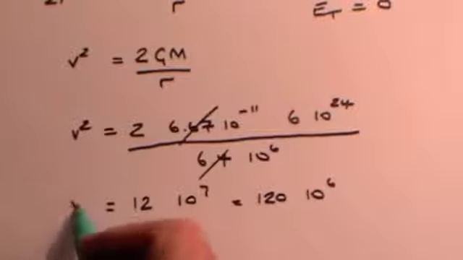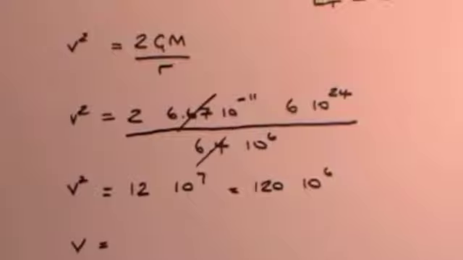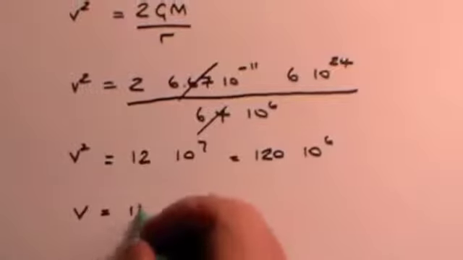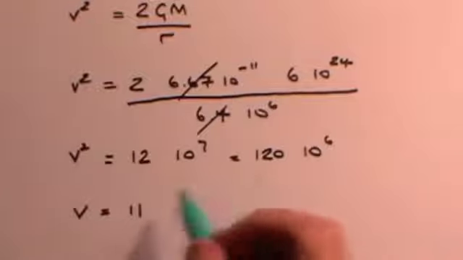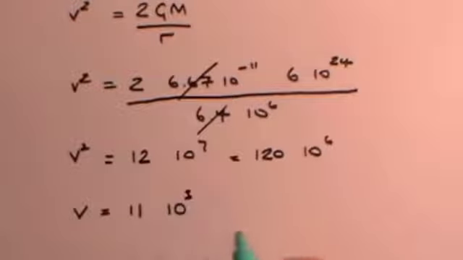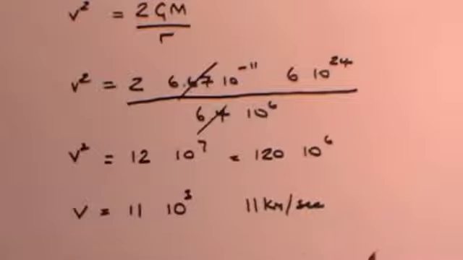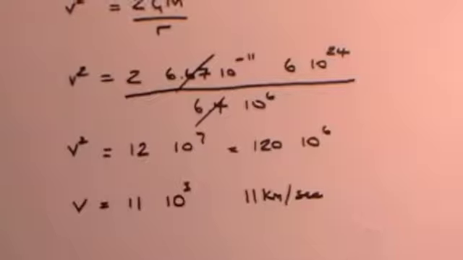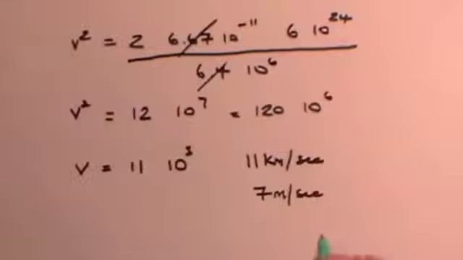But that's v squared. So v is the square root of that. What's the square root of 120? Well, look, it's about 11. 11 11's 121. Let's not worry too much about that. What's the square root of 10 to the 6? It's 10 cubed. So what we're saying is the escape velocity from the Earth is 11 kilometres per second, which is approximately equal to 7 miles per second, which is approximately equal to 25,000 miles per hour.